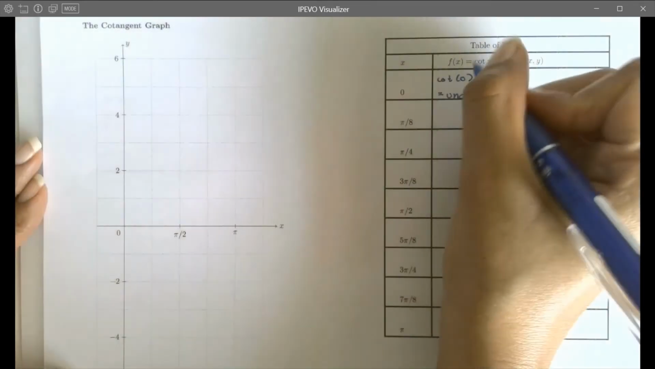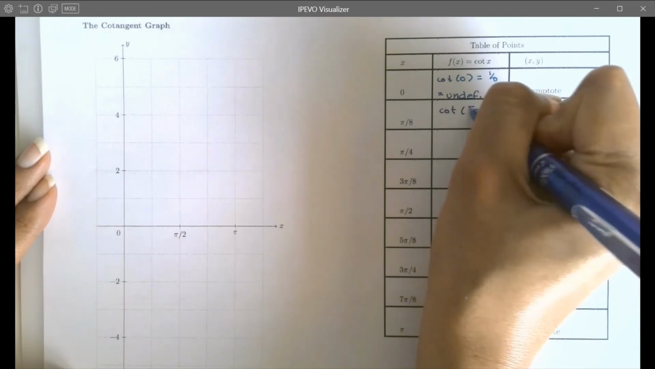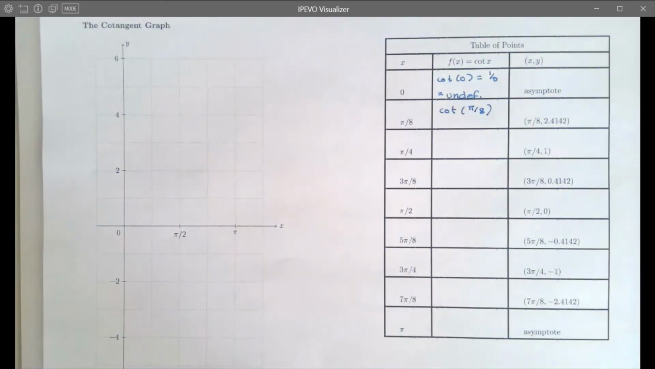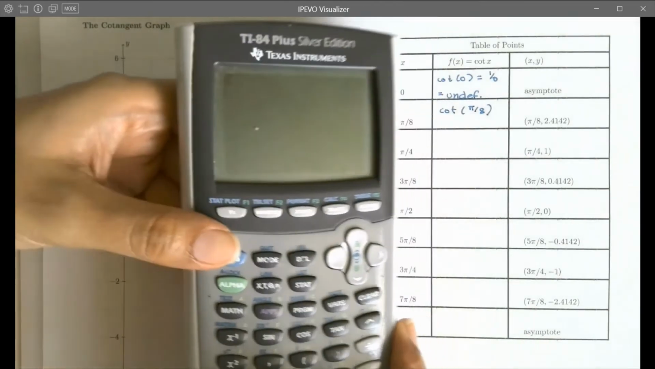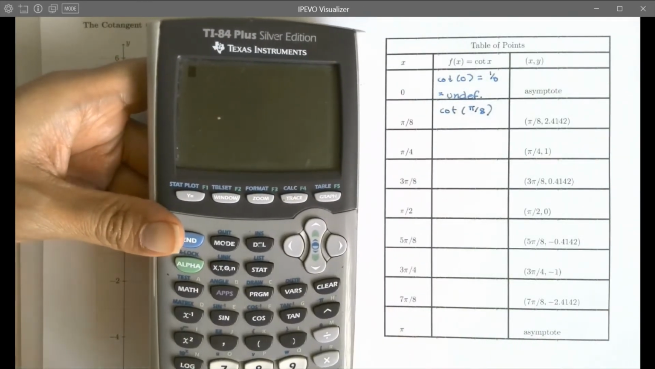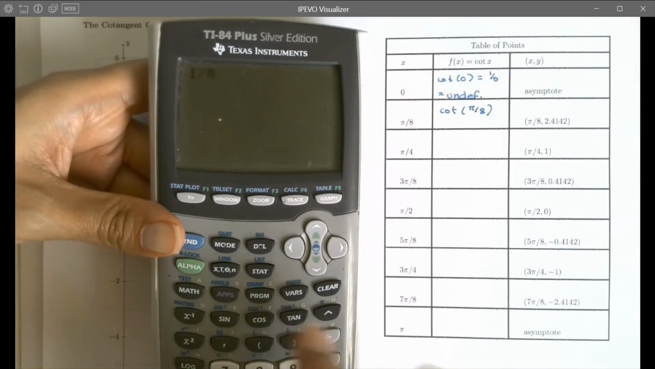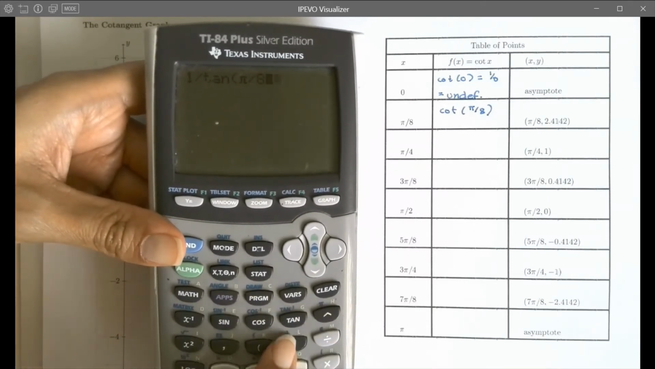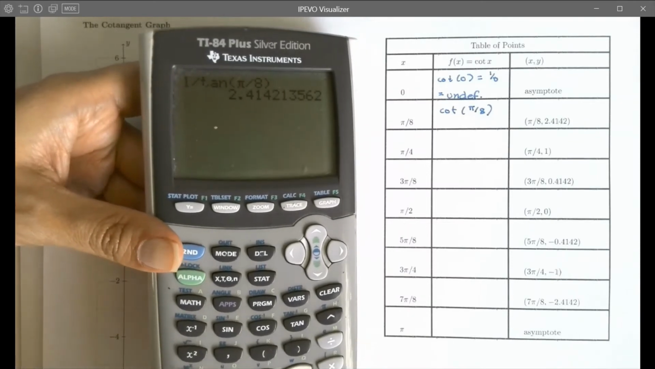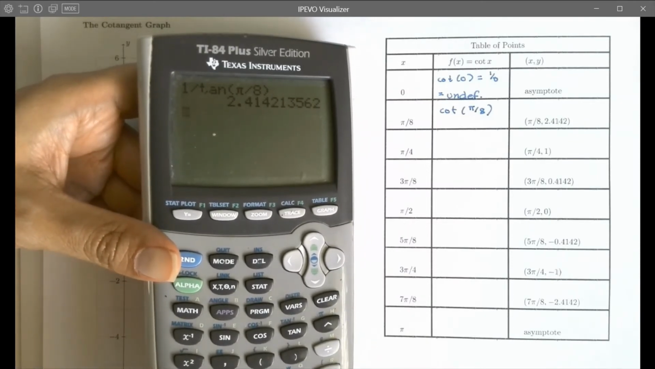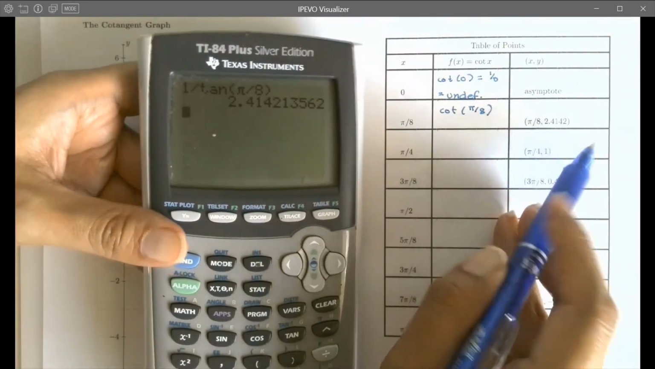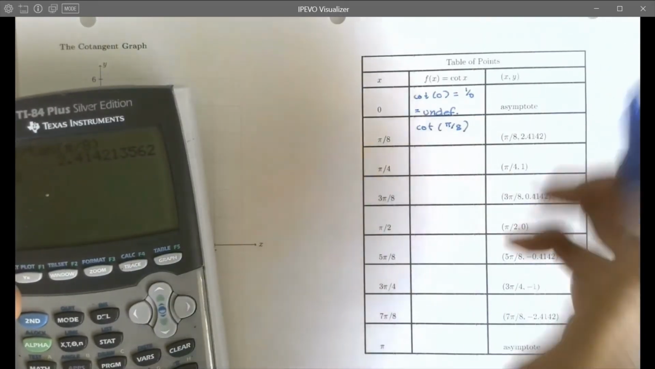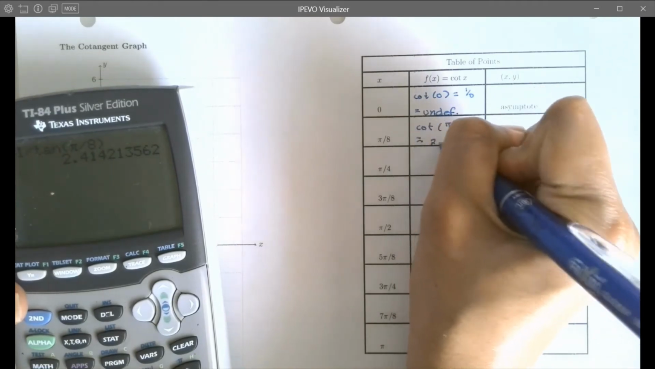What about cotangent of pi over 8? Well, pi over 8 is not something we have on unit circle, so we're going to have to use our calculator. And to do so, we can type a 1 over tangent, because remember, cotangent is reciprocal of tan. So 1 over tangent of pi over 8. And that's going to be approximately 2.4142, which agrees with the y value that they gave us. So it's approximately 2.4142.